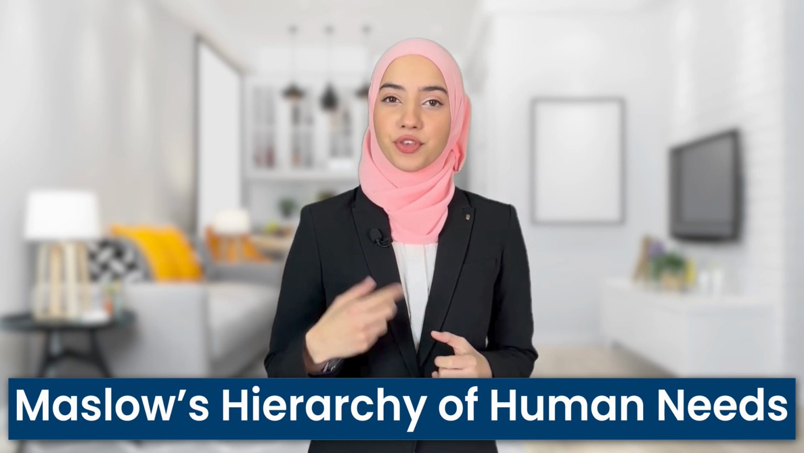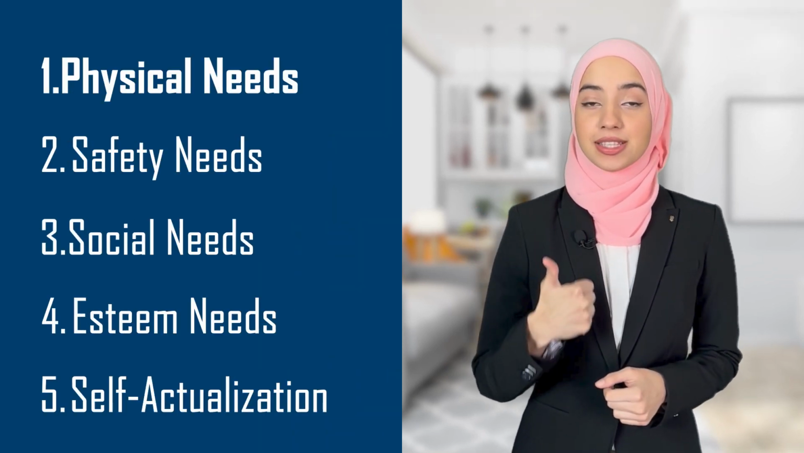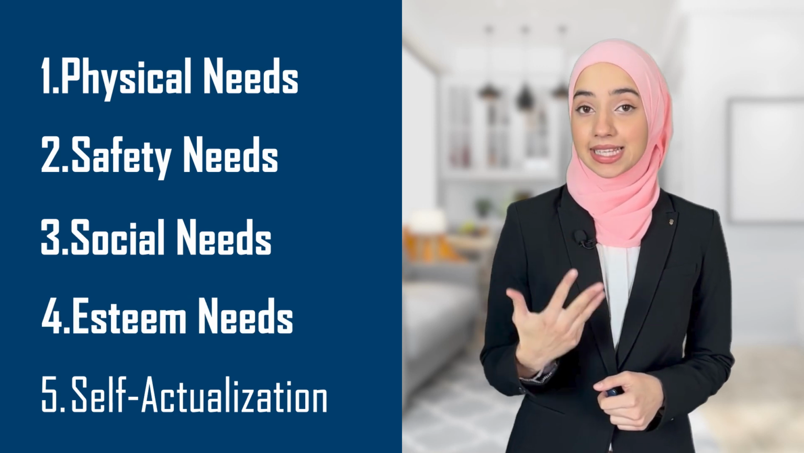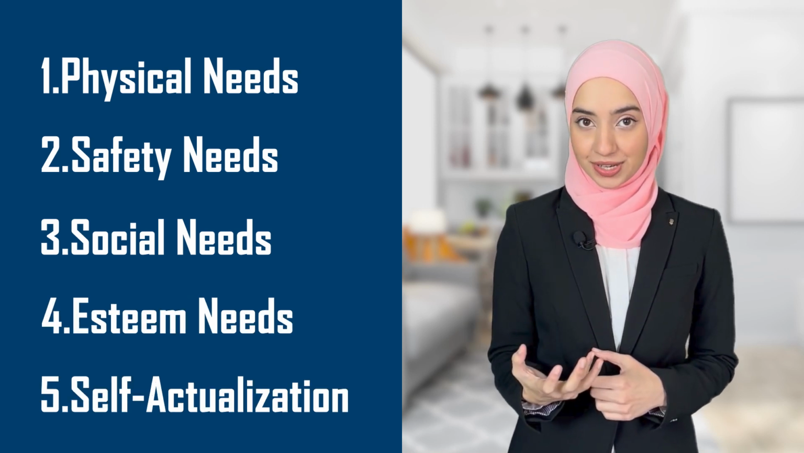Maslow's hierarchy of human needs is an important part of motivation in business studies. Here are the 5 parts. First is physical needs, then safety needs, social needs, esteem needs, and self-actualization. First, we will create an image for Maslow, which will act as a trigger for the rest of the information. So Maslow kind of sounds like maze and love if you break it down.